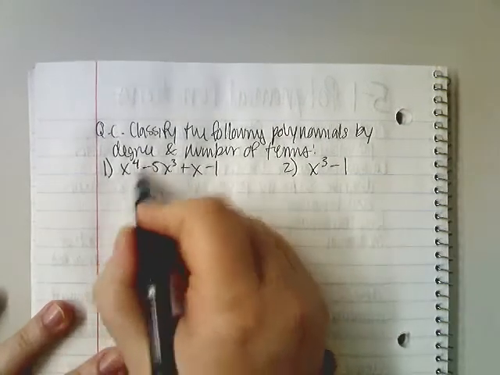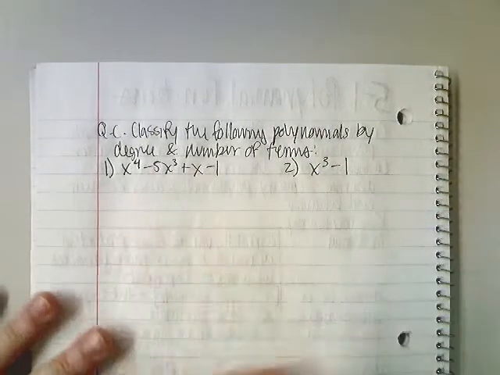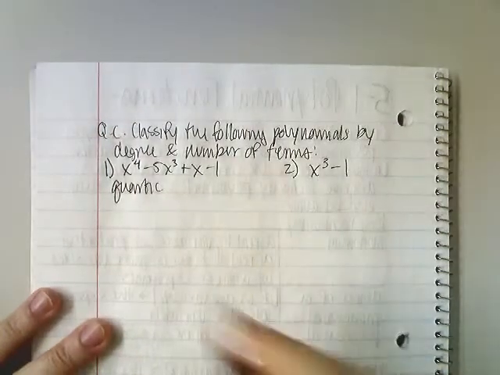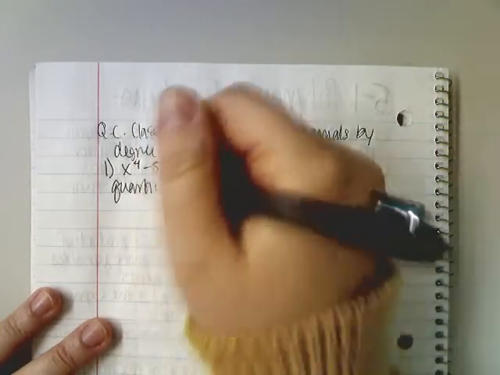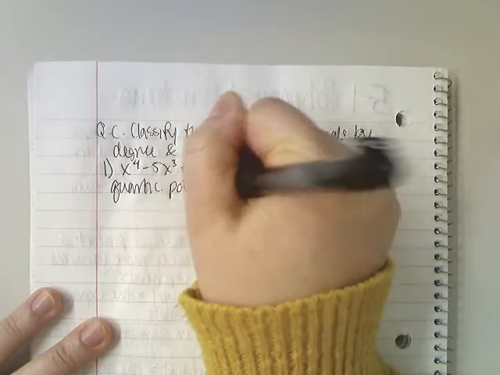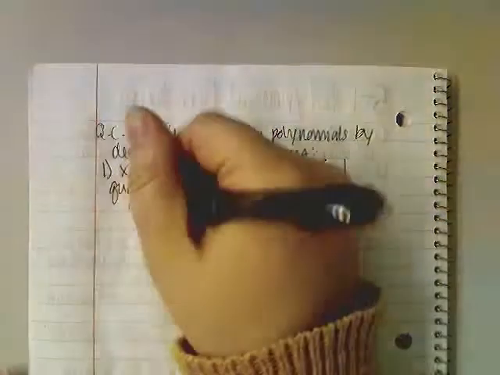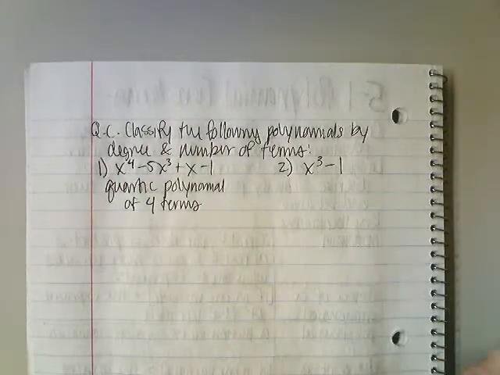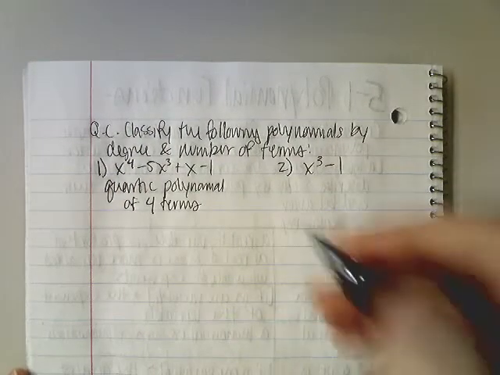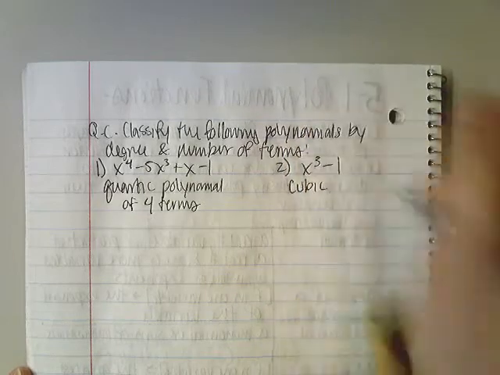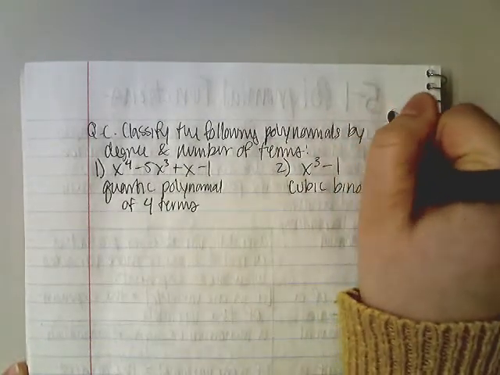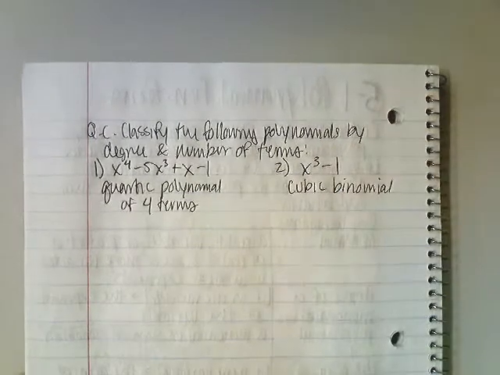So this one we see is to the 4th power. That's the highest degree here. So we know it's a quartic polynomial. And there are 1, 2, 3, 4 terms. So it's a quartic polynomial of 4 terms. This one, the highest degree on our variable is 3, so it's going to be a cubic polynomial, and there are only 2 terms, so it's a cubic binomial. So we have a cubic binomial there.